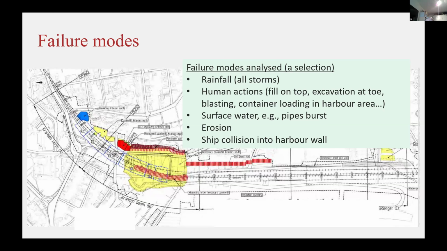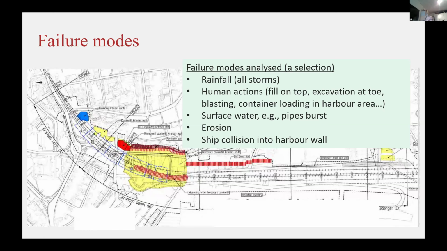So we look at the failure probability of a large, quick landslide, and the landslide creating at least one death among the people. We look at many scenarios. I just listed a few here: rainfall for all types of storms, human action, somebody filling on top or excavating at the bottom, surface water, maybe due to pipes bursting and then creating erosion. And then even because we have a port here, a ship coming and colliding against the wall.